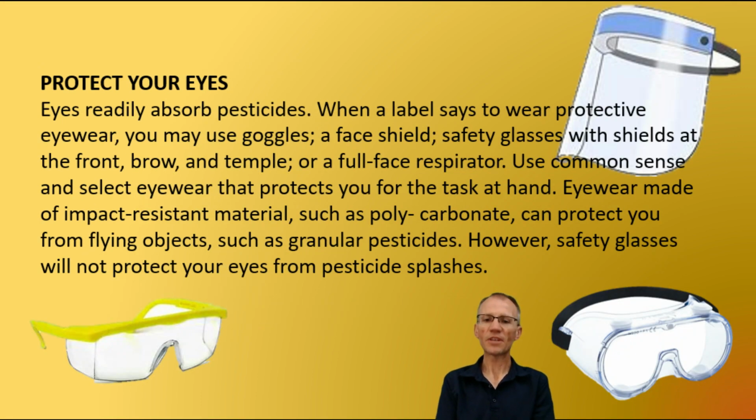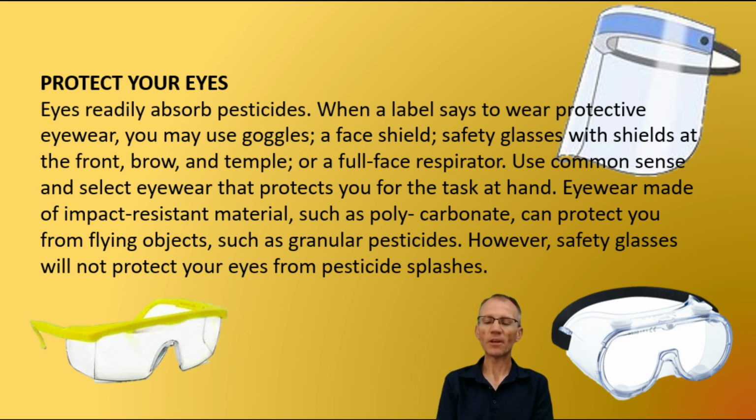Let's talk about how to protect your eyes. Eyes readily absorb pesticides. When a label says to wear protective eyewear, you may use goggles, a face shield, safety glasses with shields at the front, brow, and temple, or a full-face respirator. Use common sense and select eyewear that protects you for the task at hand. Eyewear made of impact-resistant materials such as polycarbonate can protect you from flying objects such as granular pesticides. However, safety glasses will not protect your eyes from pesticide splashes.